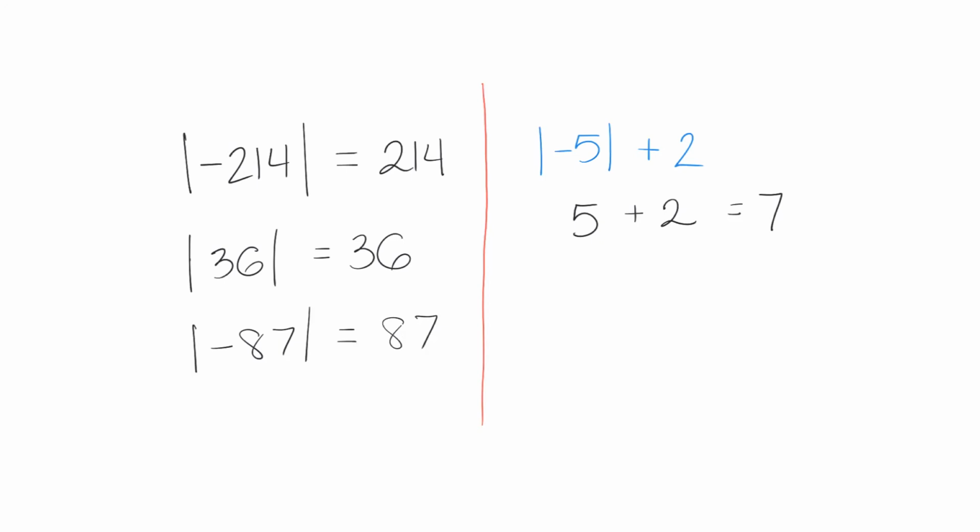Let's try a different one. What if we have the absolute value of 4 and we want to add it to the absolute value of -3? All right, the absolute value of 4 is 4 plus the absolute value of -3 is 3. So 4 plus 3 is 7 again. What a coincidence.